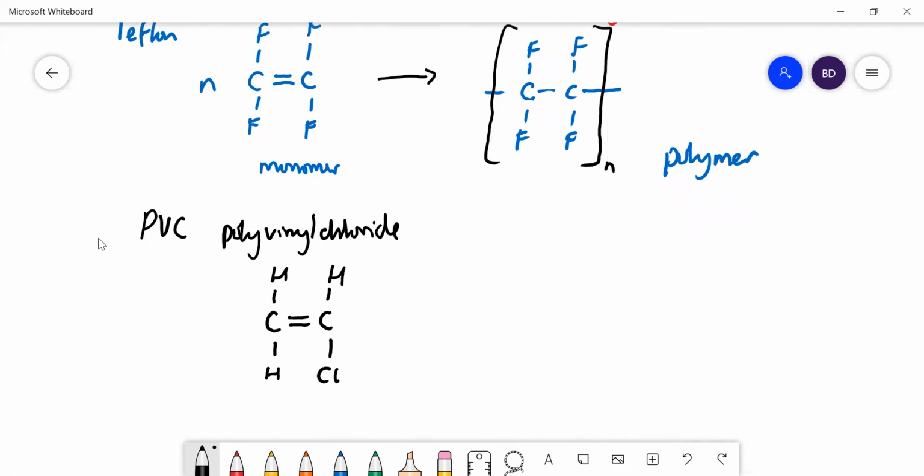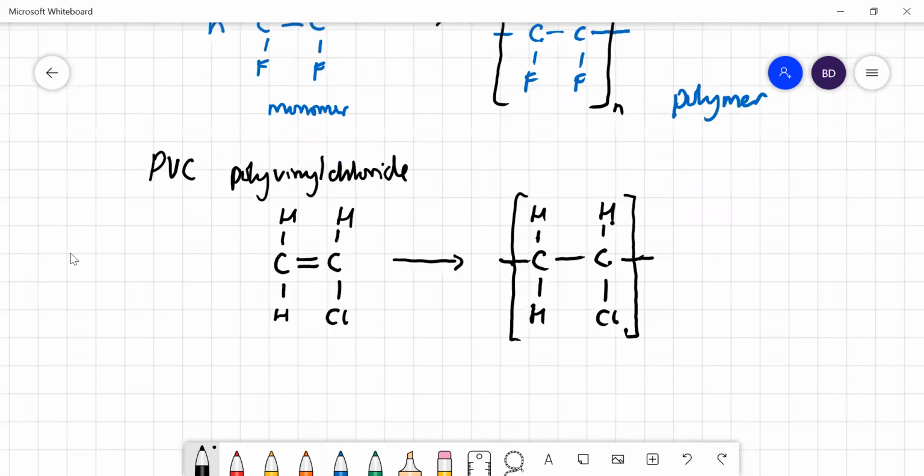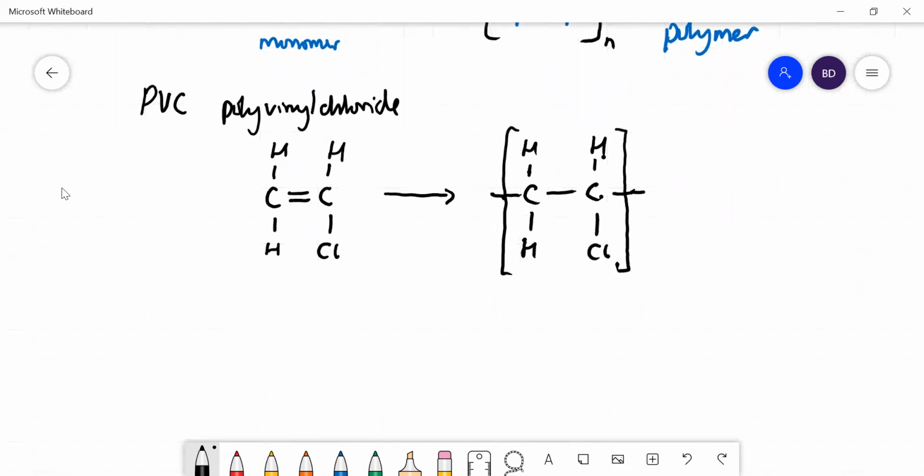So what's the polymer going to look like there? Well, it's going to be very similar to ethene, except every other carbon is going to have a chlorine atom on it there. Okay, and PVC is a bit stronger than just normal polyethene. Do one last one. Let's do polypropylene.